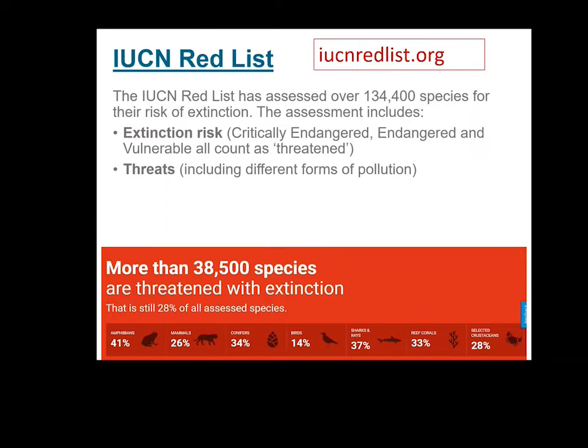The assessment also includes the major threats to species, such as different forms of pollution. Also included in the database is information about the habitats that the species occur in and the countries in which they are located. The data can be used to determine what is impacting which species globally. The information is publicly available on the IUCN webpage and the data are available on request.